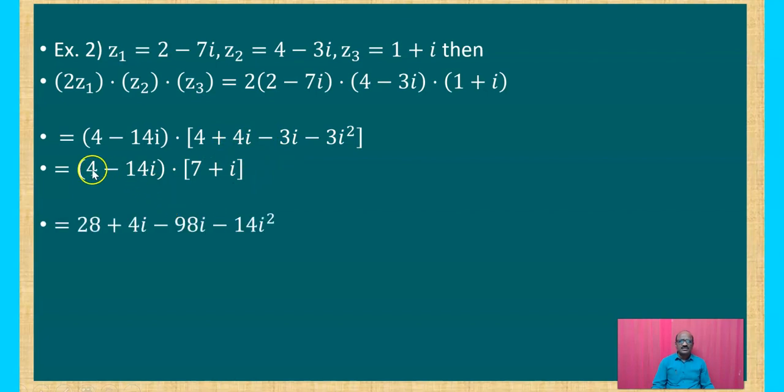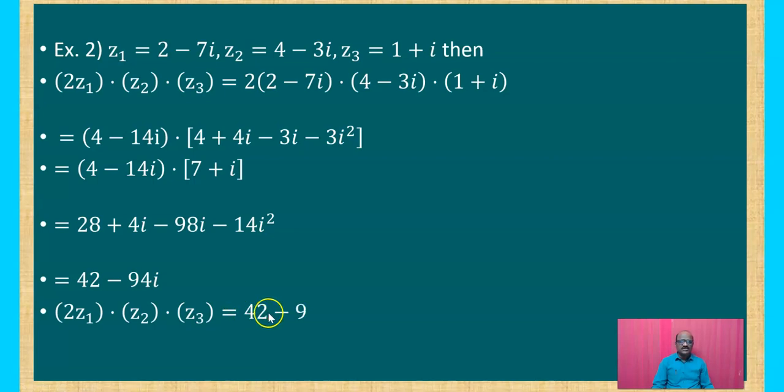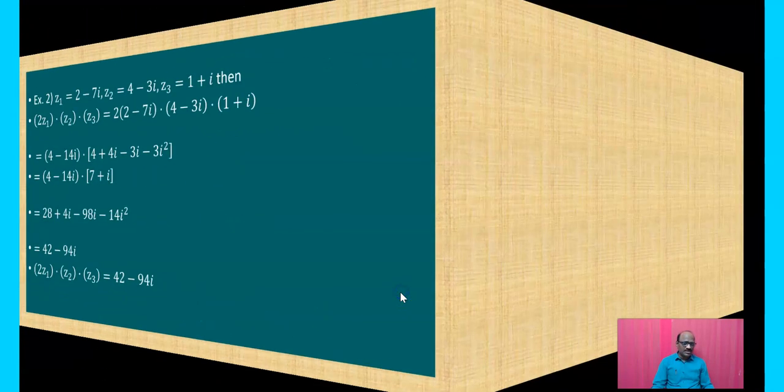Next multiplication. 4 into 7 is 28. 4 into i, 4i, minus 14 into 7i, minus 98i. And minus 14i into i, minus 14i square. Now here, i square is again minus 1. Minus 14 into minus 1 is 14. Therefore, 28 plus 14 is 42. And next is 4i minus 98i. Then you will get minus 94i. Therefore, 2 z1 into z2 into z3 equals 42 minus 94i.